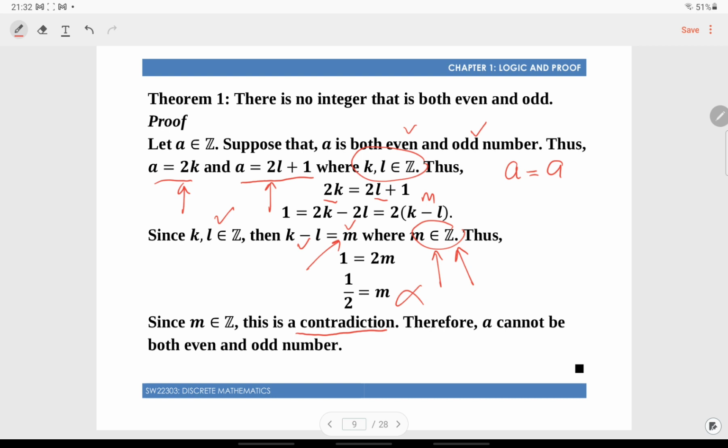Because of that, our conclusion is that a cannot be both an even and an odd number at the same time. This is how we prove through the contradiction method. Later I will provide details about the contradiction method of proof. This is the end of this proof.